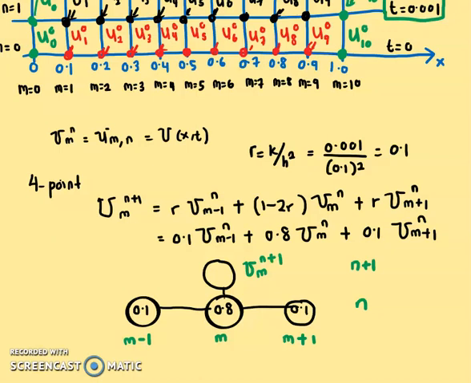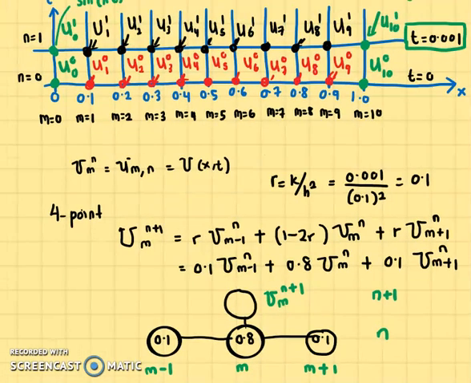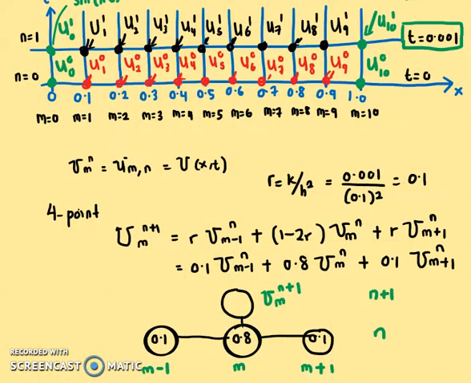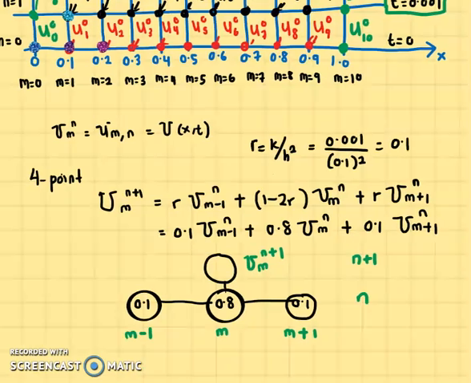In other words, if I look back at this diagram here, if I want to find u11, u11 equals 0.1 u00 plus 0.8 u10 plus 0.1 u20. Let me just write it down.